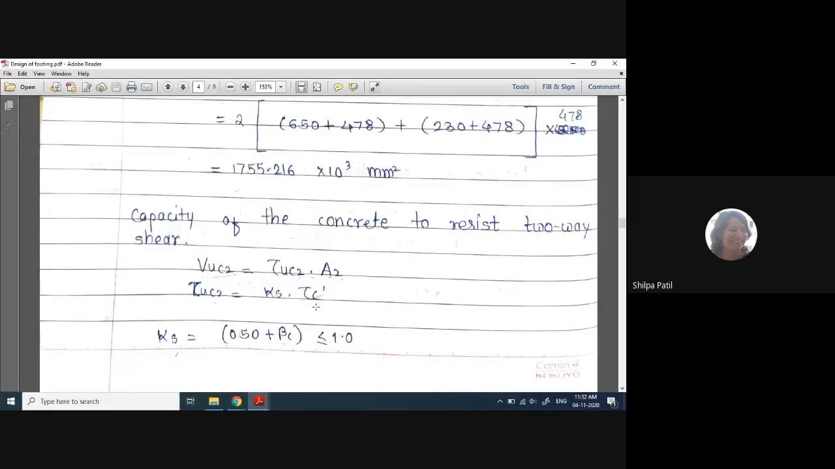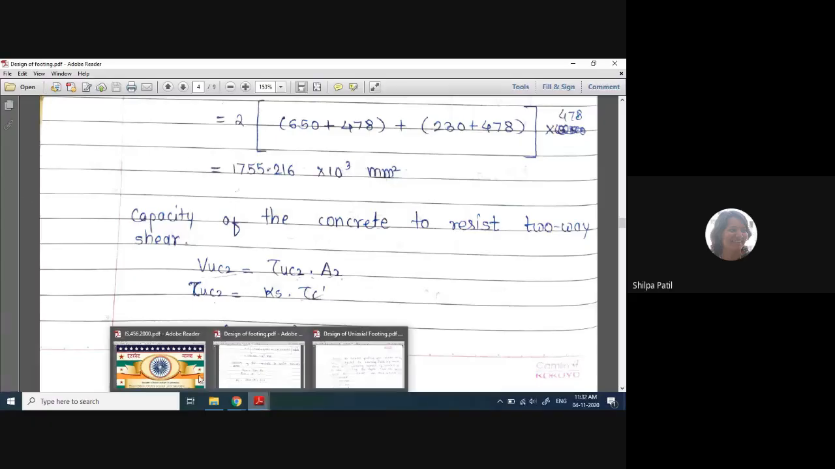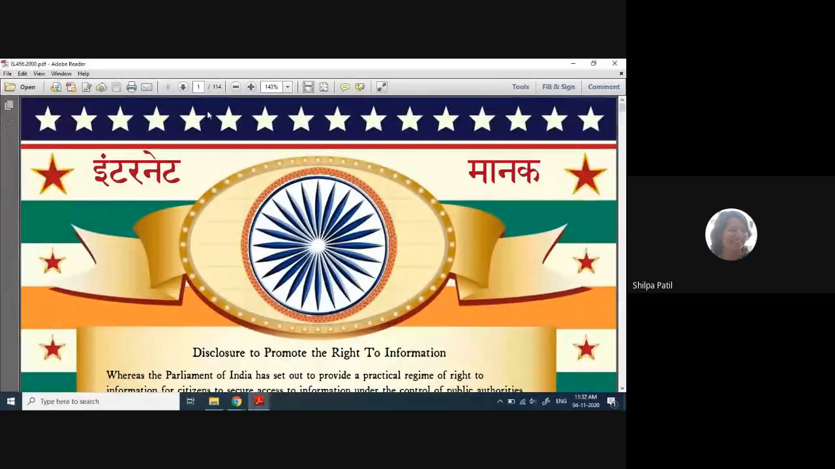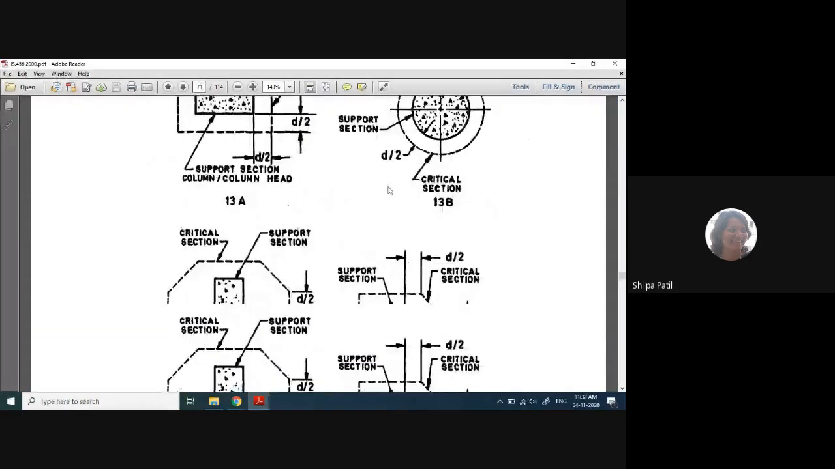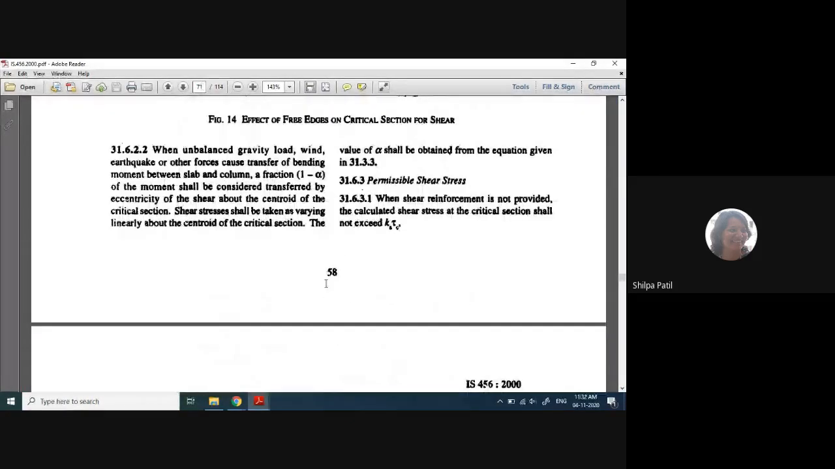Whatever formula we have used in the design for shear, that was for single shear, or one-way shear, I must say. Here the shear is two-way shear. So for two-way shear the formula is different, and this formula is given in IS 456. So I will quickly go to IS 456. It is on page number 58, clause number 31.6.3.